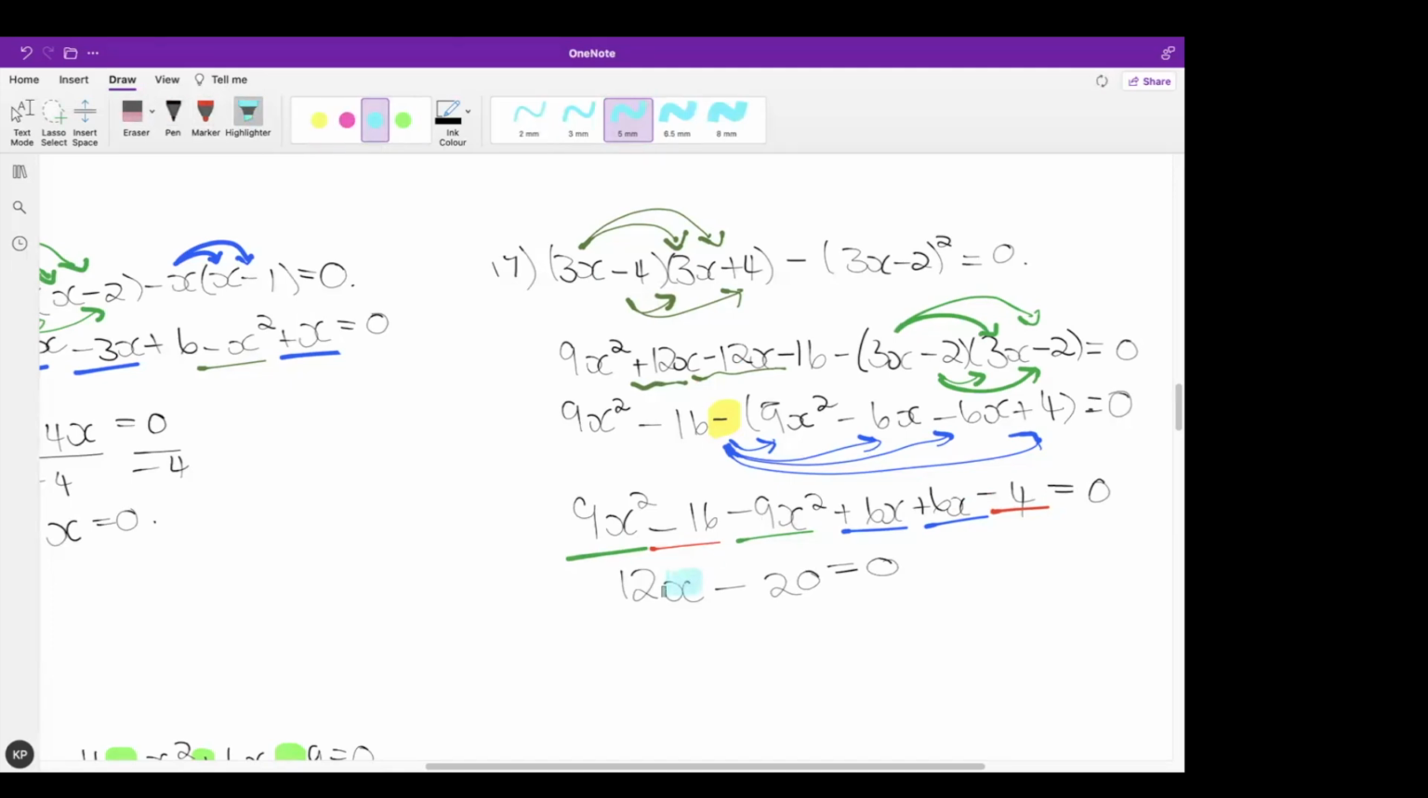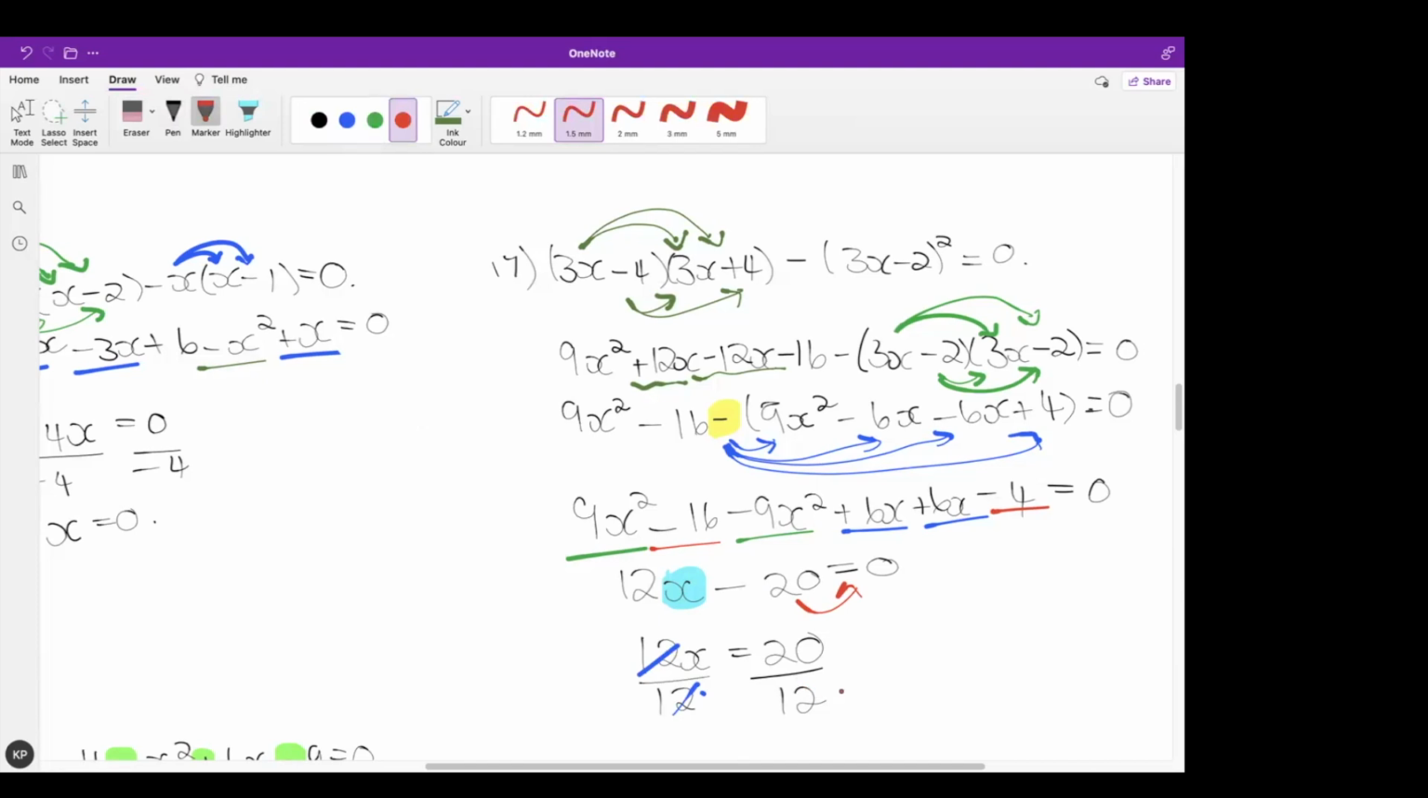Once again, we're getting x on its own. So I'm going to take my 20 and move it to the other side. So I'm going to have 12x is equal to positive 20. Divide both sides by 12. These guys will cancel out.